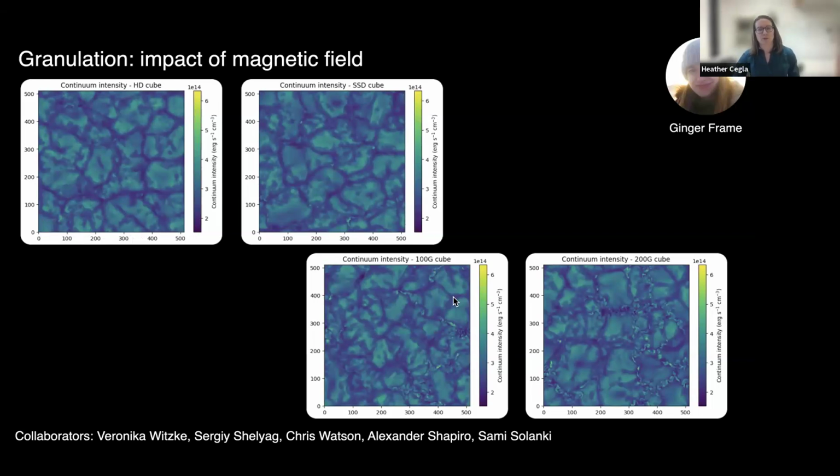And then we also have cubes where we've increased the magnetic field up to 100 Gauss and 200 Gauss. And you can see how it's starting to change the structure of the granulation here. So the impact of the magnetic field is it alters the flow velocities and the temperature structures. And that ultimately is going to change the line shapes of the observed stellar spectra as well.